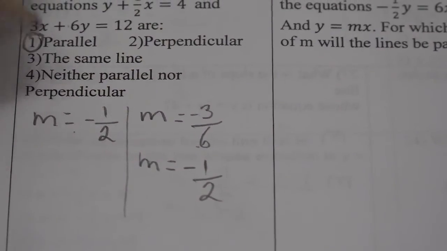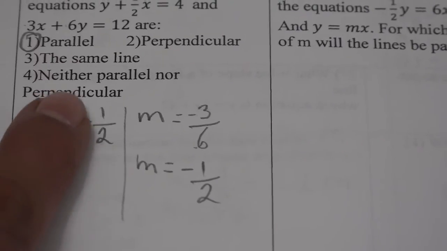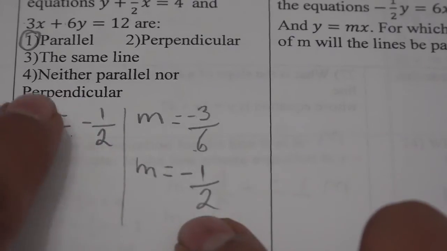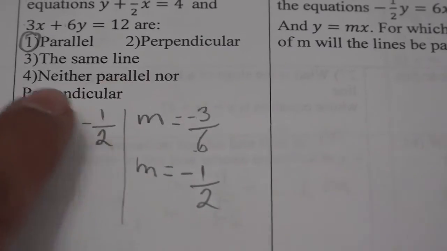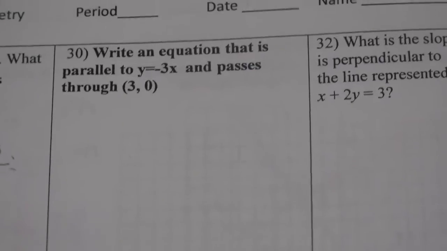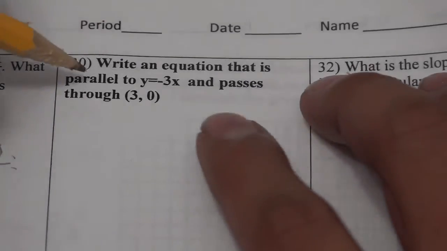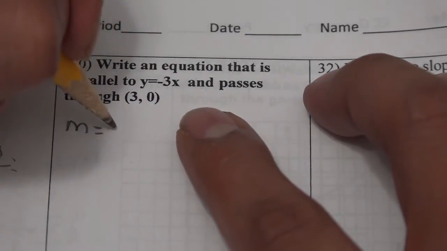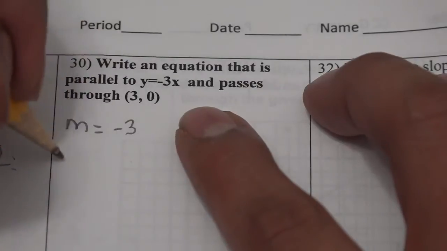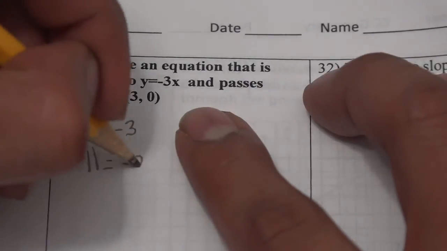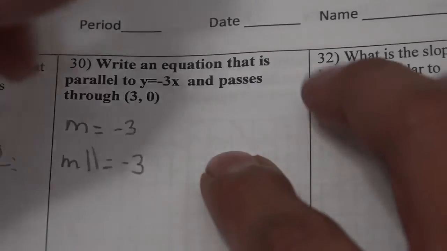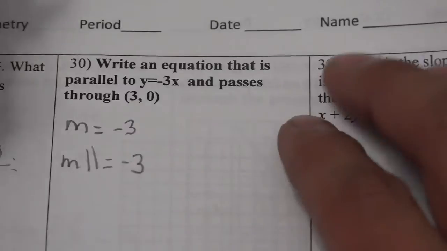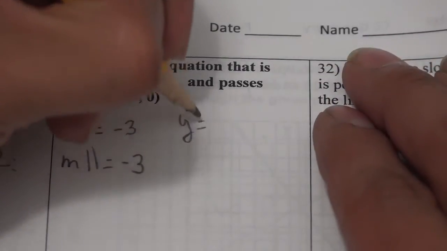If the slope were not the same and they were not opposite reciprocals, then your choice would have been neither parallel nor perpendicular. Now, write an equation that is parallel to this. So y equals, and this is negative 3, so the slope is negative 3. Parallel means that a parallel slope would also be negative 3. It passes through point 3, 0. So I need to write y equals mx plus b. I'll do it.